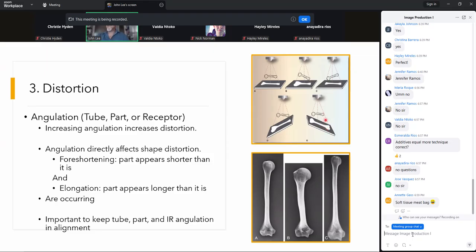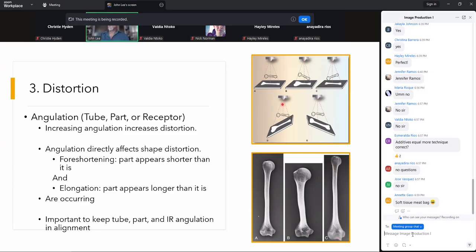We've got an increase in OID at the distal end, making the trochlea and the capitulum look much, much larger here. But we also have a lengthening of that long portion in the diaphysis of the humerus, hence the term elongation.